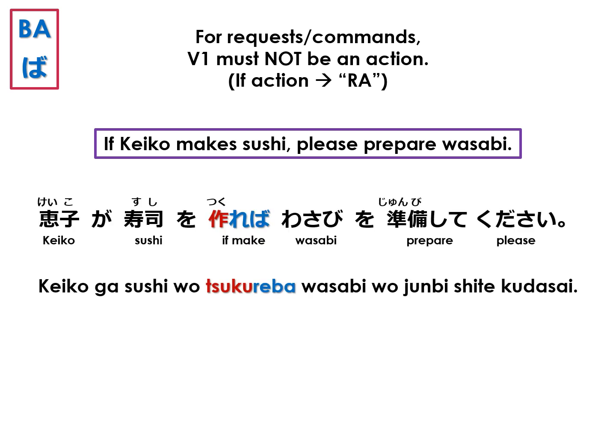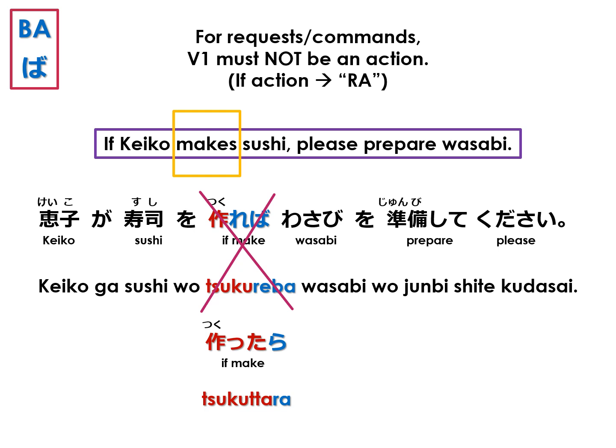Using the ba conjugation in Japanese, Keiko ga sushi o tsukureba, wasabi o junbi shite kudasai. The verb in the subordinate clause is an active verb, to make, so we cannot use the ba conjugation for this. Instead, we can use the tara conjugation and say, Keiko ga sushi o tsukuttara, wasabi o junbi shite kudasai.